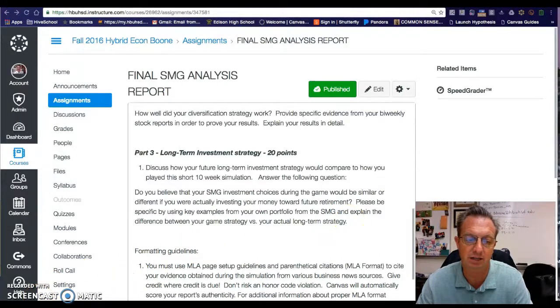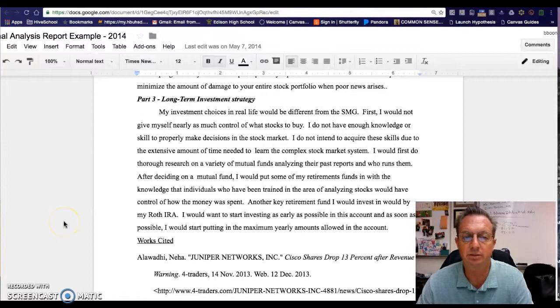So let's take a look at what Kyle wrote. And as you read through part 3 in this student example, you can see he understands clearly that there is a major difference between his game strategy and what he would do for retirement. So go through and read it yourself, but the bottom line here is he's recognizing the difference between risky individual stock investments versus steady mutual funds that will over time gain him wealth. That's a more effective strategy.